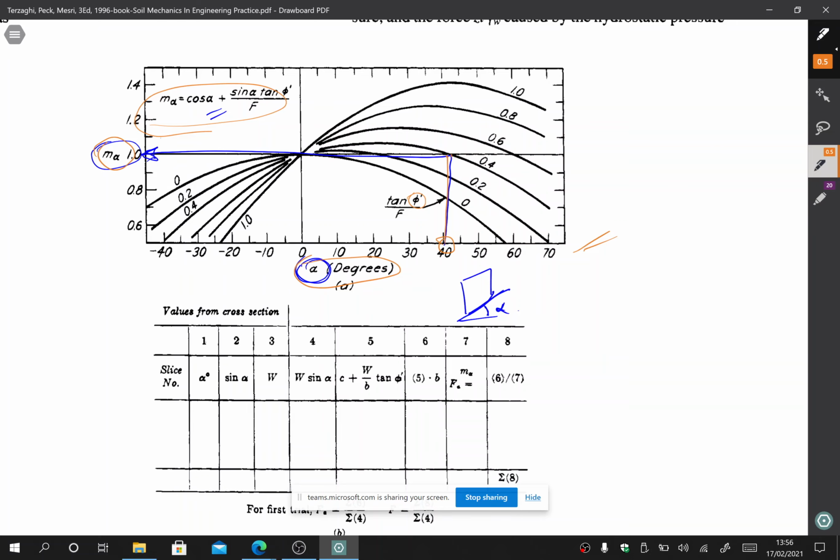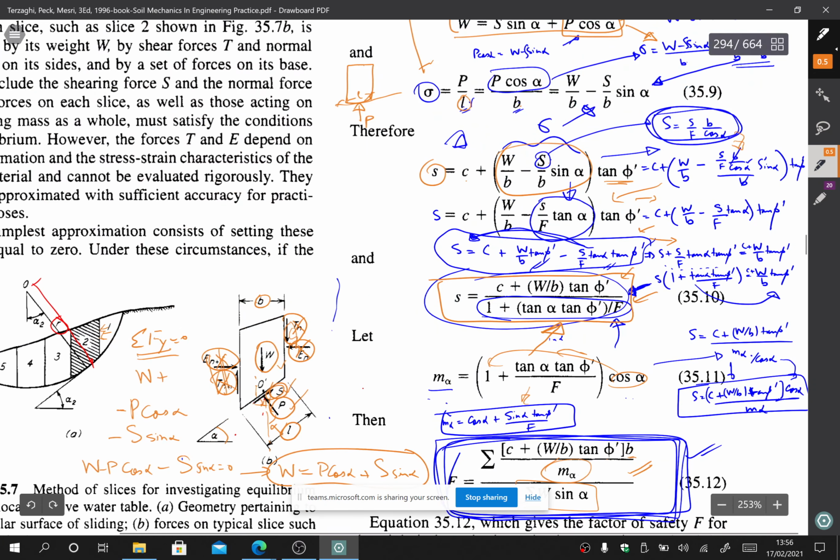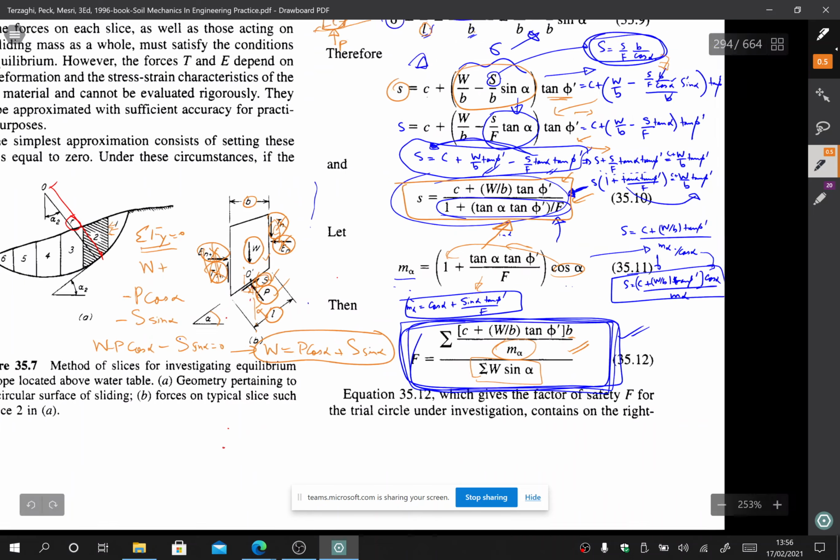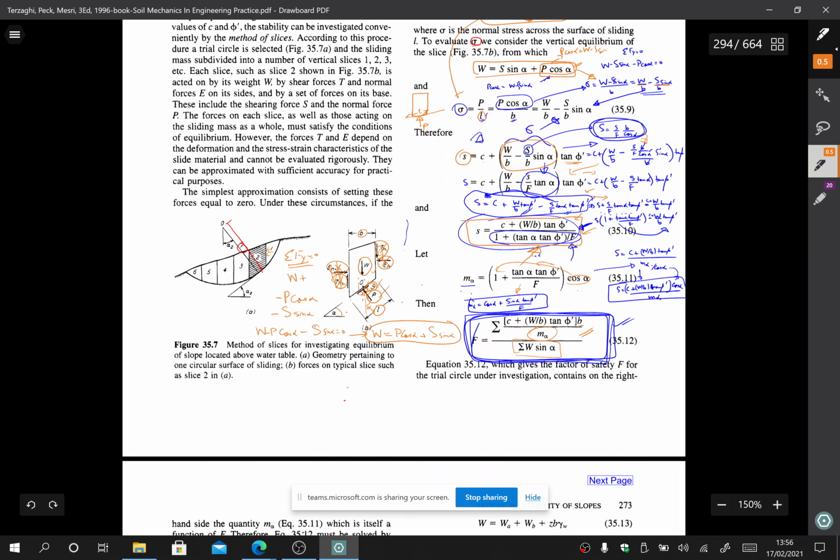Okay, so this was the Bishop's method of slices. So you see pretty much they are the same, only their method of calculation of factor of safety is different. So it's your choice whatever method you're going to adopt. In both methods we are ignoring the side forces and we are only considering the vertical forces.